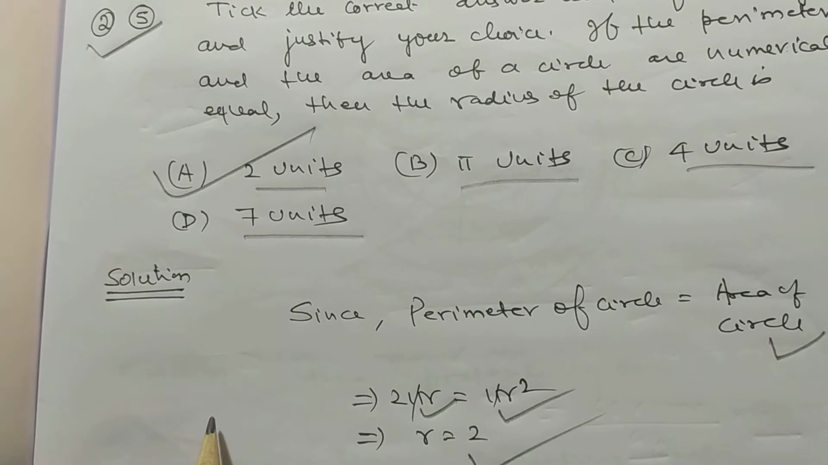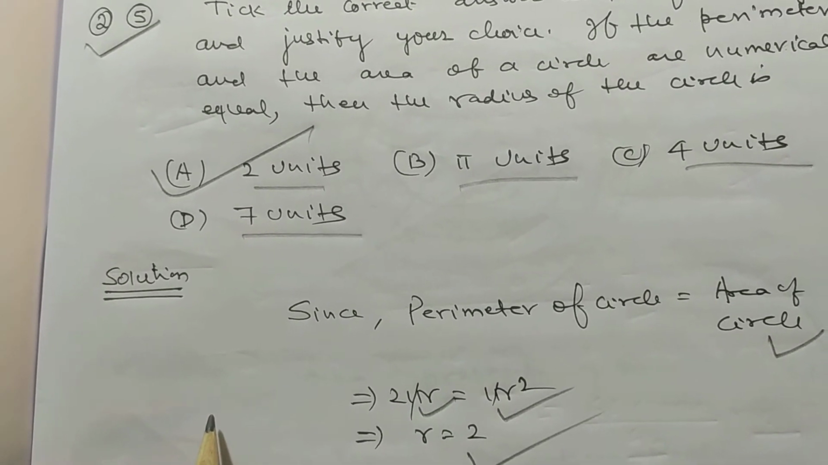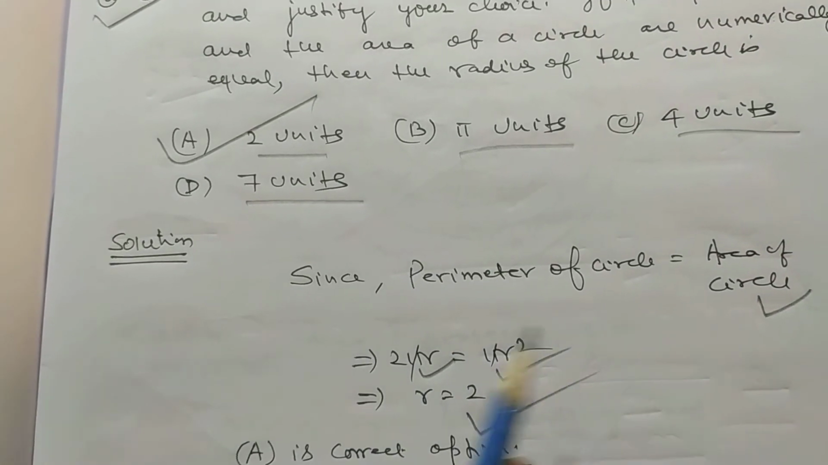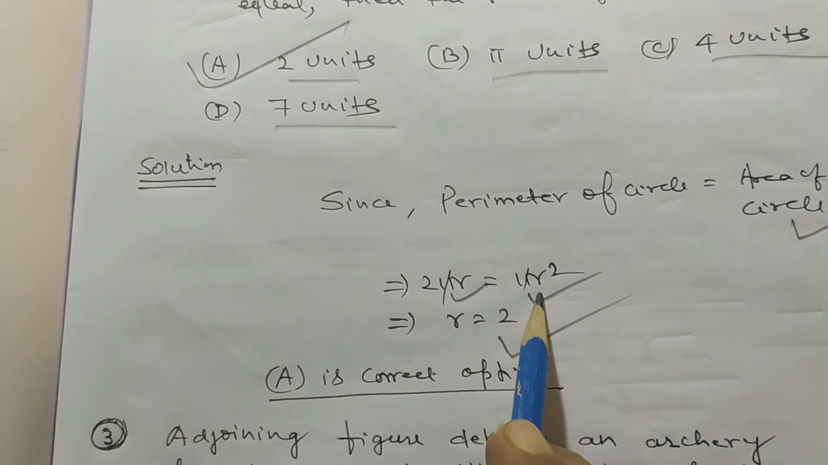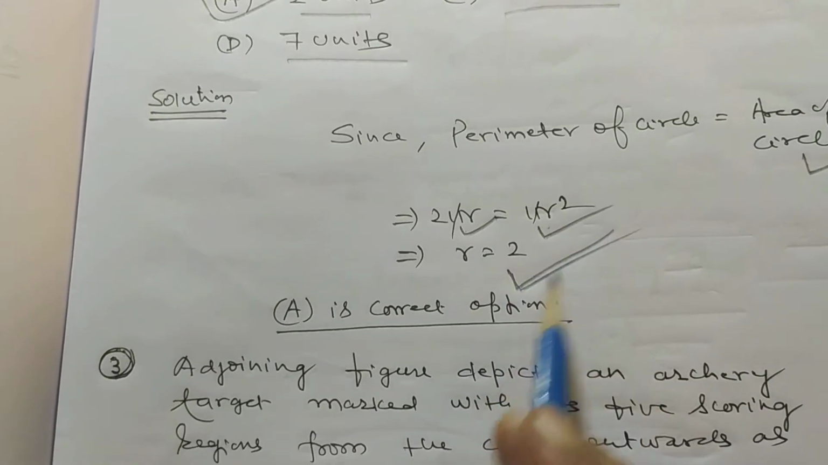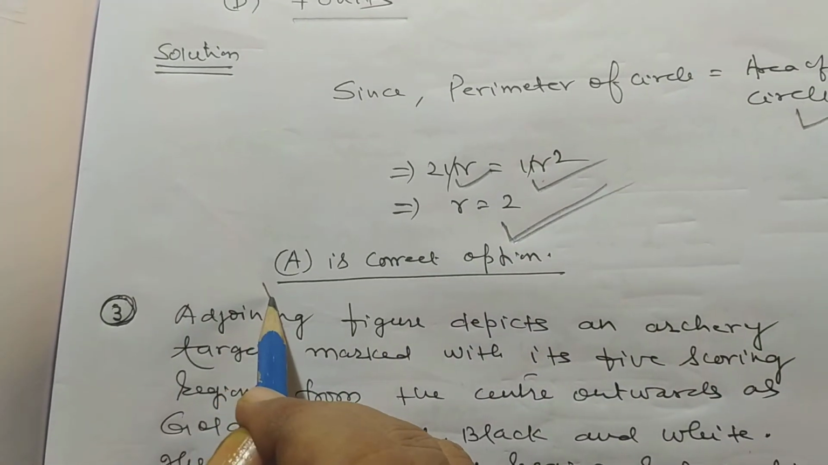So, my dear student, since perimeter of circle is equal to area of circle, this is given. The perimeter is 2 pi r and area is pi r squared. Of course, radius is 2. So A is the correct option.